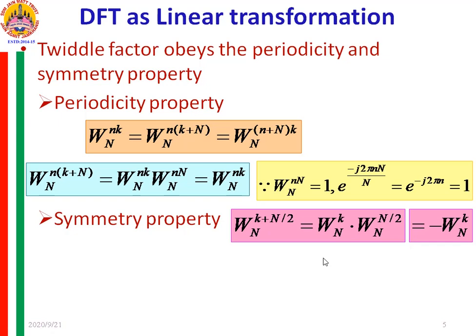So W raised to k and the 50% remaining points you can find out with this. This is the periodic symmetry property of this twiddle factor. Now the conjugate symmetry: these twiddle factors are conjugate symmetric if W raised to kn is not a real term, that is, when it is complex. If it is real, then it is minus W raised to kn.